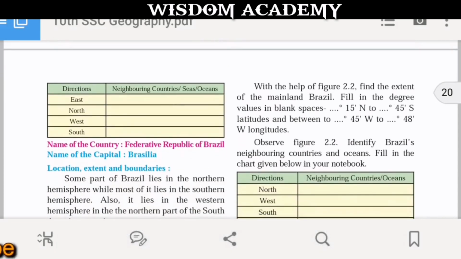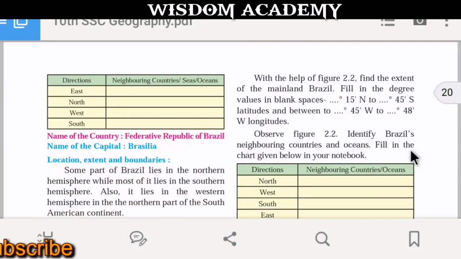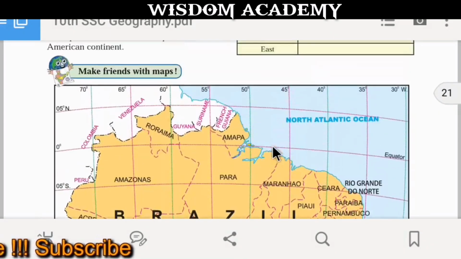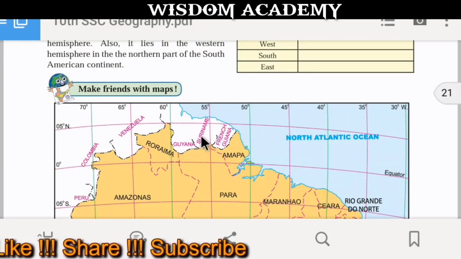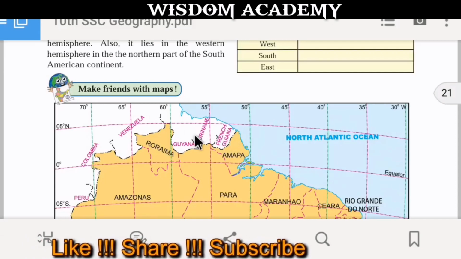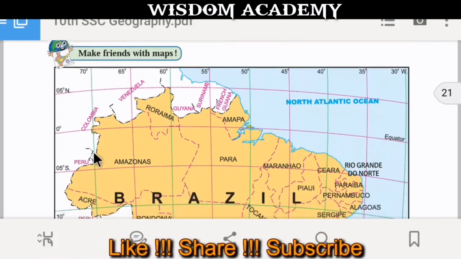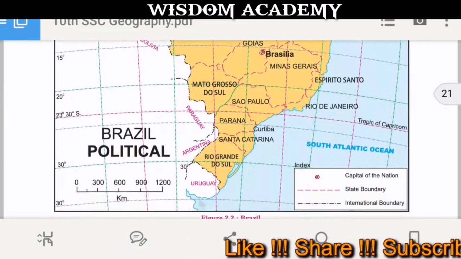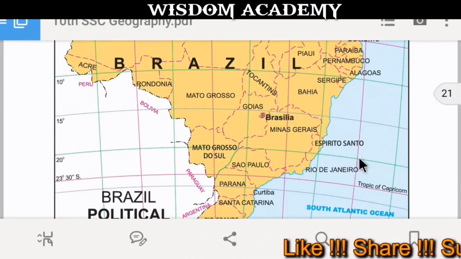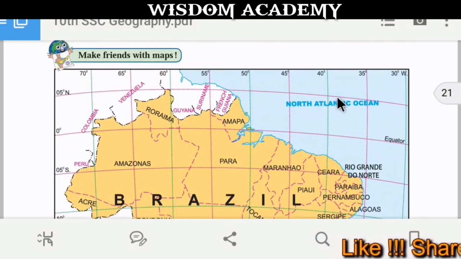So the Brazil's neighboring countries and oceans. So we are having neighboring countries. To the north we are having Venezuela, Colombia, Guyana, Suriname, French Guiana. These are the countries to the north. To the west we are having Peru, Bolivia, then Paraguay, Argentina. These are the countries. Then here we are having South Atlantic Ocean. And we are having North Atlantic Ocean.